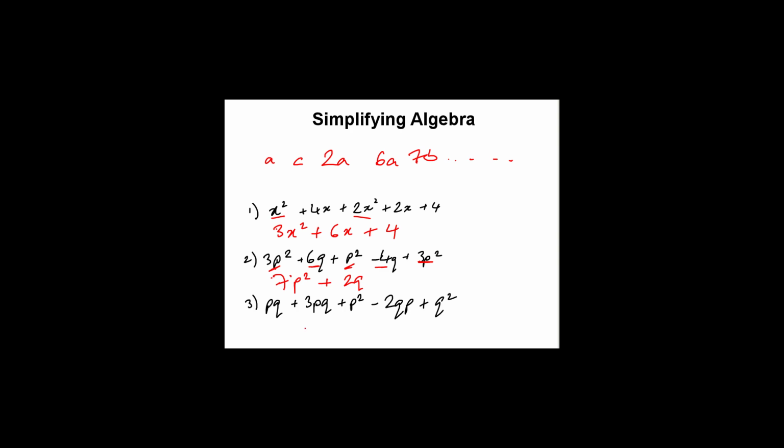This was a little bit trickier. pq plus 3pq, so these two are the same, minus 2qp. Don't be put off by this. p times q is the same as q times p, so they're pretty much the same thing if you think about it. So this term is also added together here. So that's pq plus another 3pq, which is 4, minus 2, that should be 2pq, plus a p squared plus a q squared. That should be your answer.